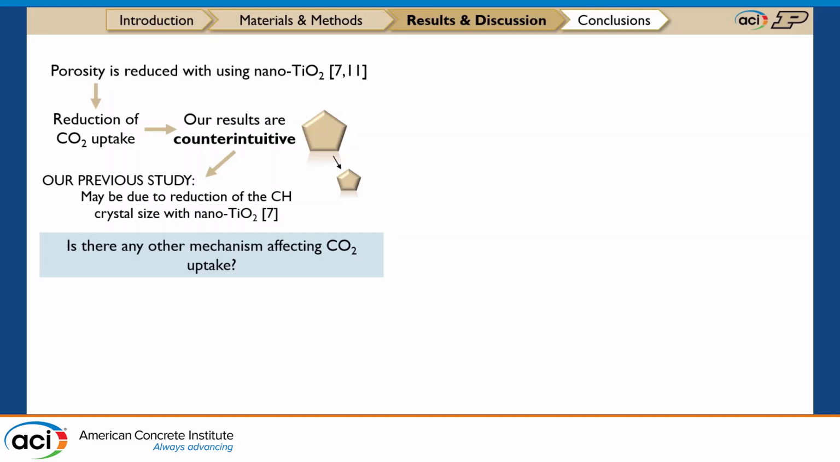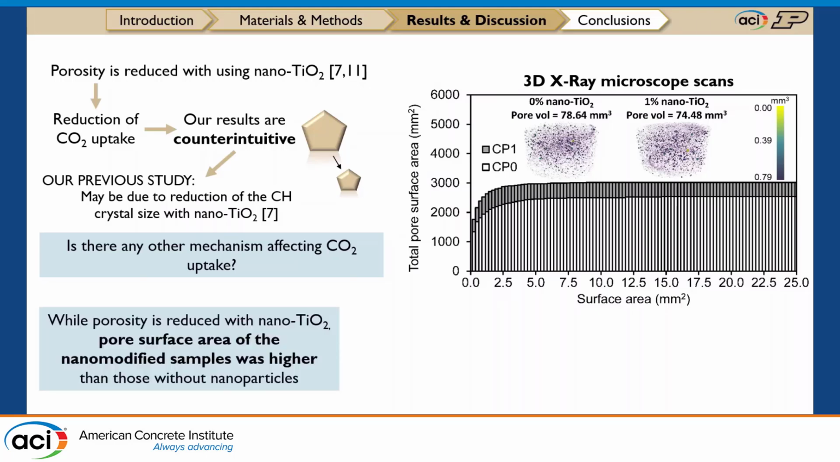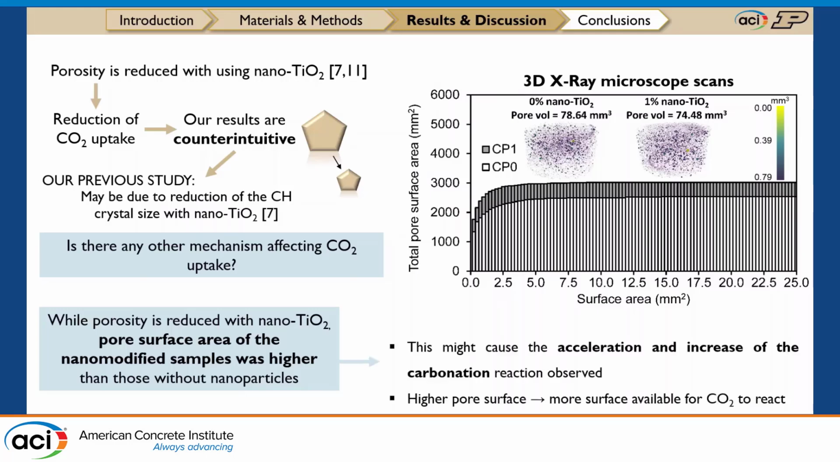And for that, we decided to look at the pore surface area of our materials. To look at that, we did some 3D X-ray microscans of the samples that were not exposed. So we had nanomodified samples and not nanomodified samples. And what we found is that porosity is reduced when you add titanium dioxide nanomodification, but pore surface area is actually increased in the samples that were nanomodified. So this may be one of the causes that this acceleration is going on.